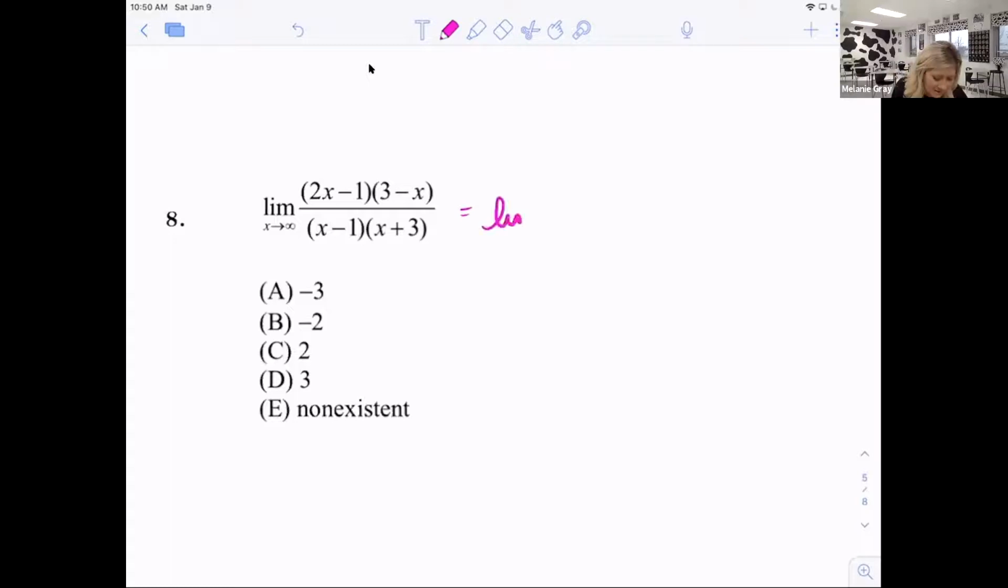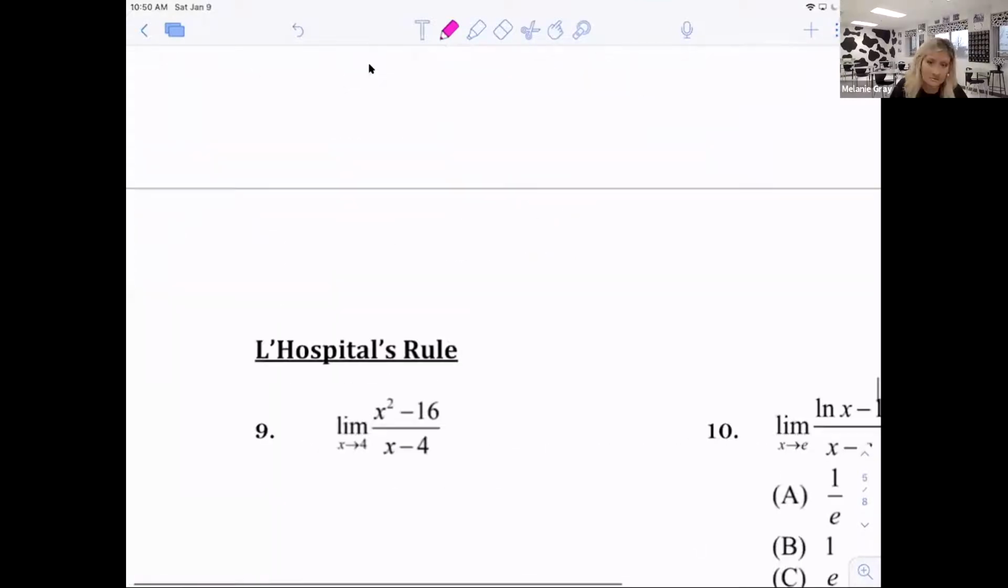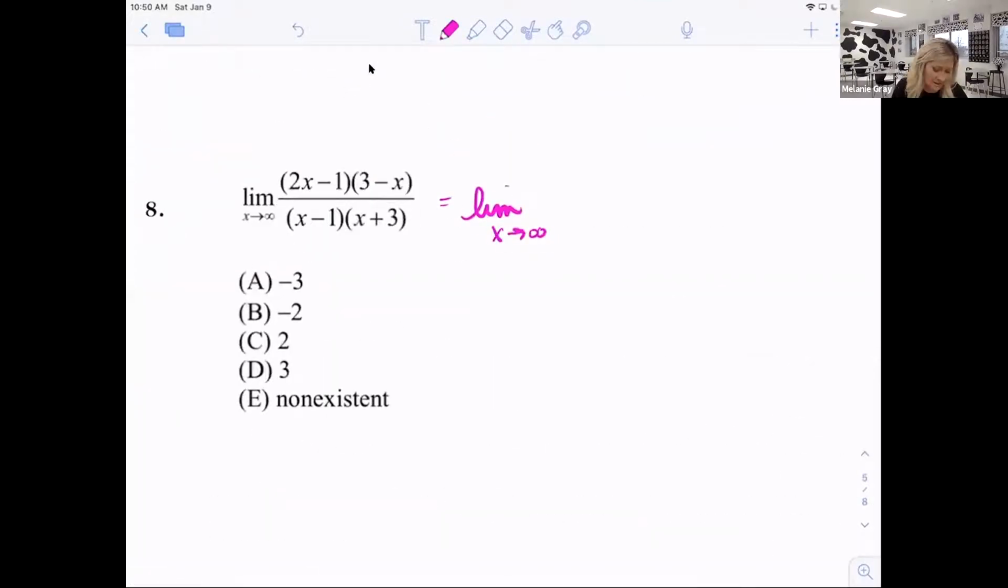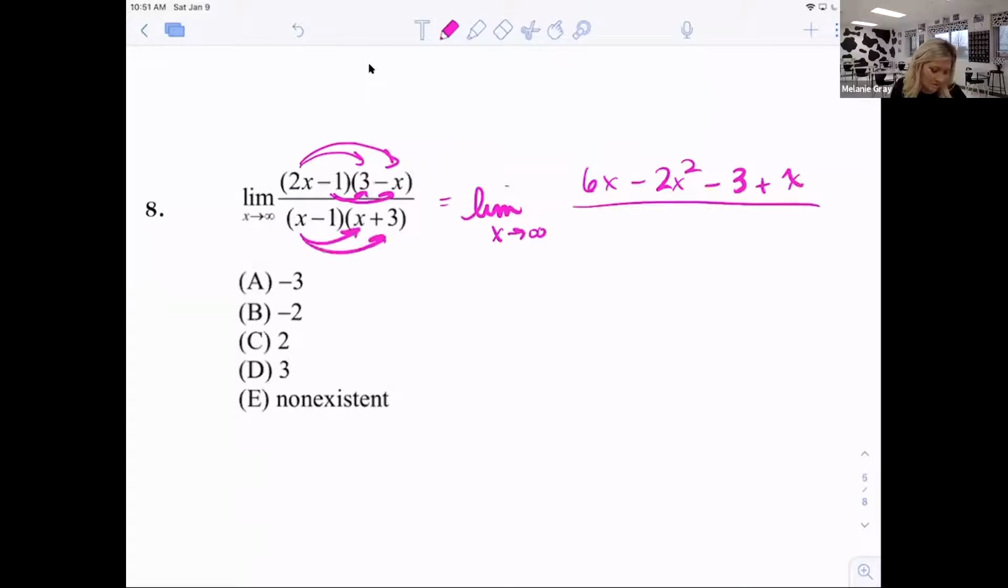It might be a little bit easier to see if we do go ahead and multiply it out. If you do multiply this one out, you can distribute the 2x to the 3 minus x, and you're going to get 6x minus 2x squared, and then we can distribute the -1 to get -3 plus x. And then in the denominator, distribute your x, you get x squared plus 3x, and distribute your -1, you get -x minus 3.